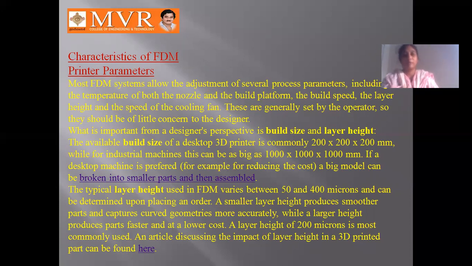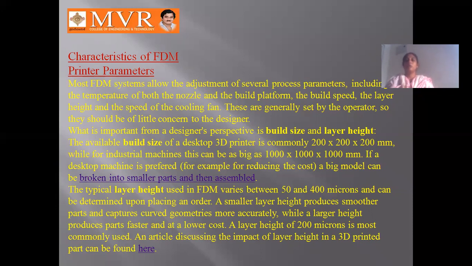An article discussing the impact of layer height in 3D printed parts can be found here. Most of the FDM systems allow the adjustment of the process parameters, such as the nozzle and the build platform temperature, the build speed, the layer height, and the speed of the cooling fan. These are generally set by the operator, so they should be of little concern to the designer. Among the printer parameters, the build size and the layer height are also important.